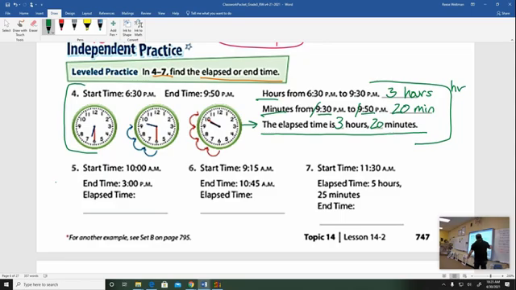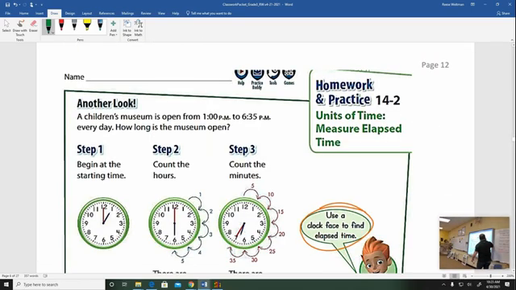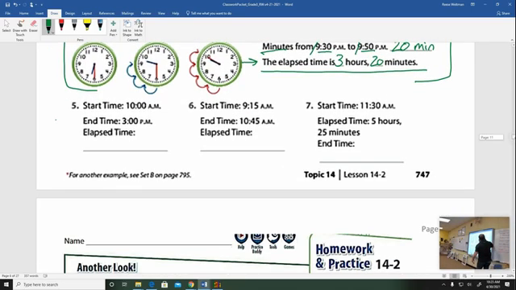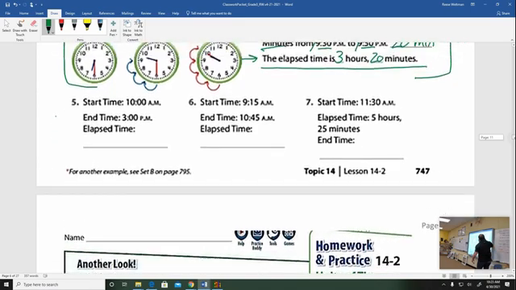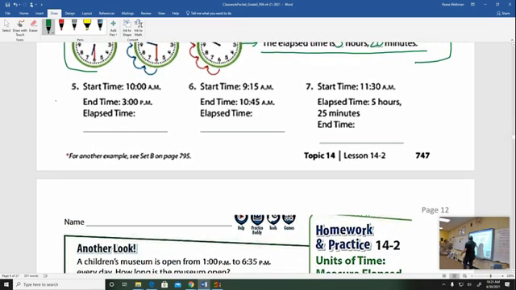Yes. Okay, so let's look at 5, 6, 7 really quickly here. We can do these very quickly. So, start time is 10 o'clock. End time is 3 p.m. They're asking for elapsed time.